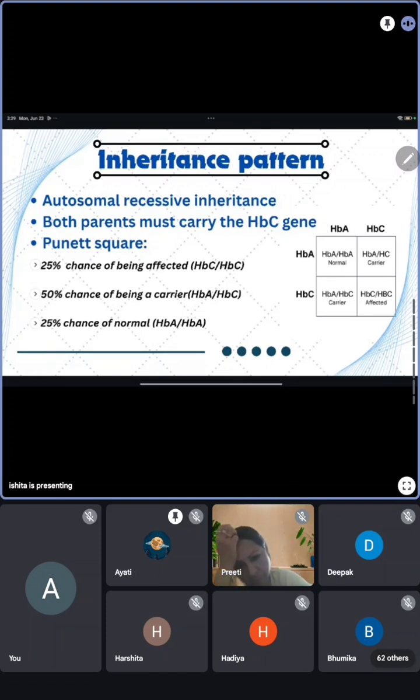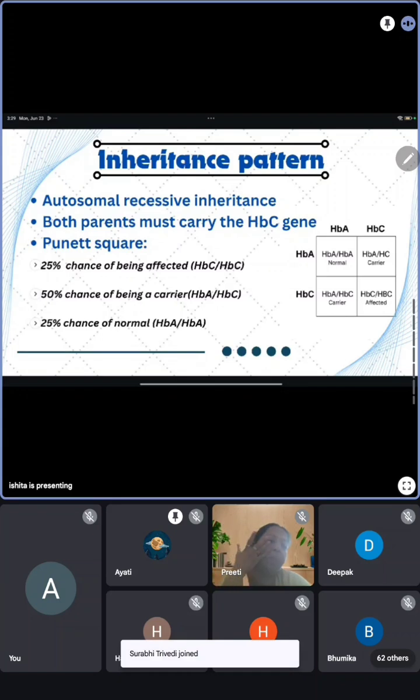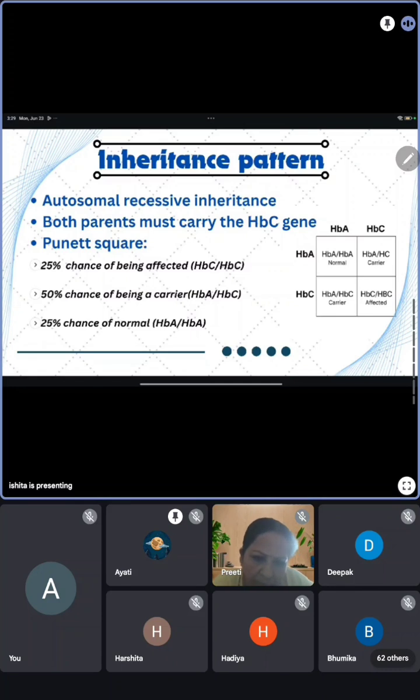25% chance of being affected, that is having the homozygous pair, that is HBC, HBC. And for being a carrier, having the heterozygous pair, that is HBA, HBC. And 25% chances are normal individuals with the HBA and HBA homozygous pair.